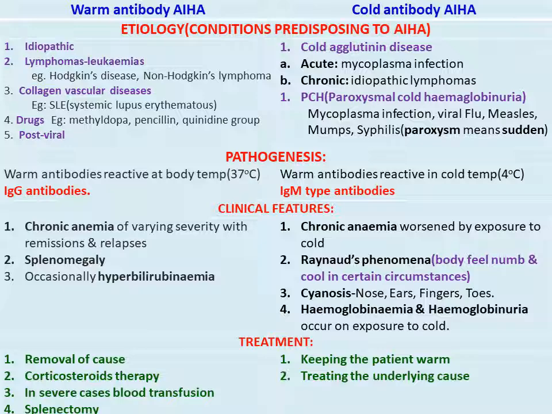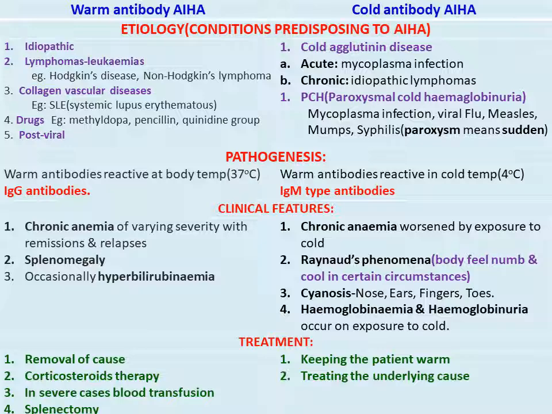In cold antibody AIHA, you see chronic anemia worsened by exposure to cold. That means if the patient is exposed to cold conditions, such as the winter or rainy season, anemia occurs. So chronic anemia increases with exposure to cold. The second point is Raynaud's phenomenon, where the body feels numb and cool in certain areas.